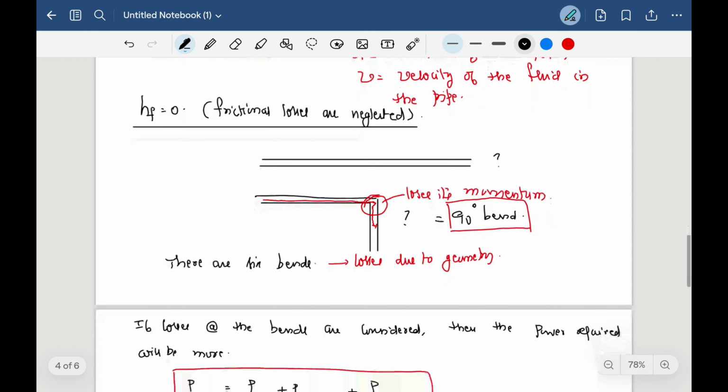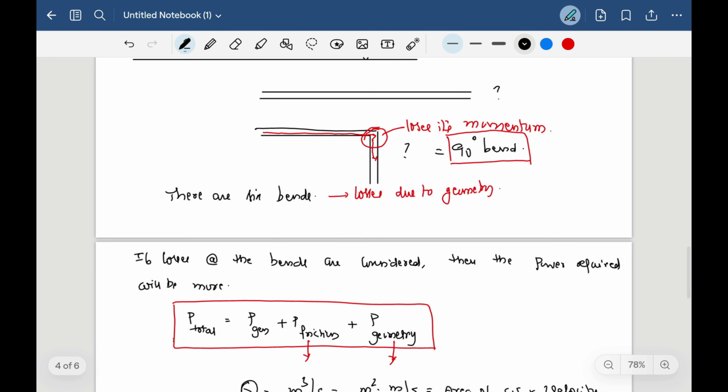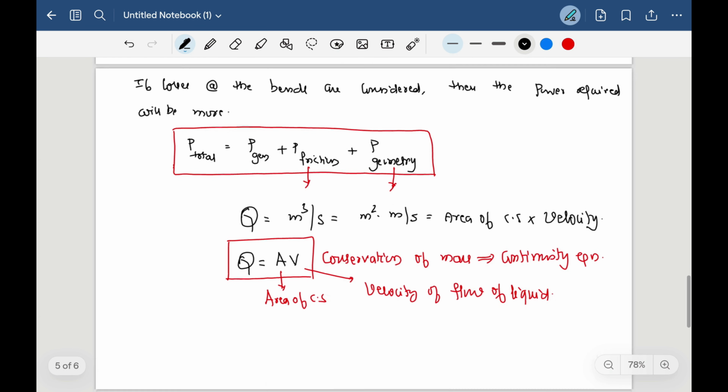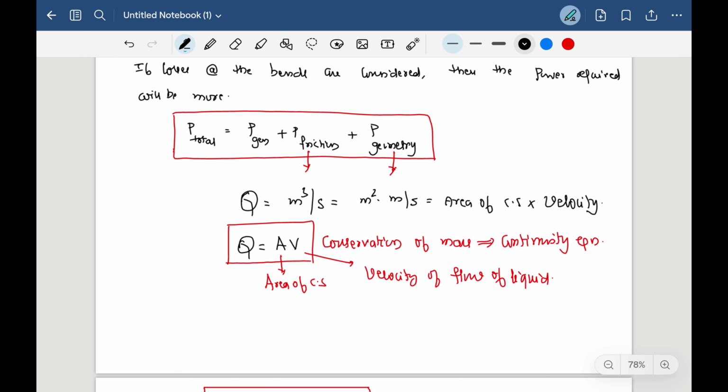Are frictional losses only there in the pipeline motion? No. There are bend losses, there are valve losses, sudden closure losses, sudden opening losses. There are different types of losses in the pipeline. If you feel they are negligible, then only we can make other losses as 0. In total, the power required will be from rho QGH plus frictional losses plus geometry losses plus other bend and valve losses, power required for other losses.